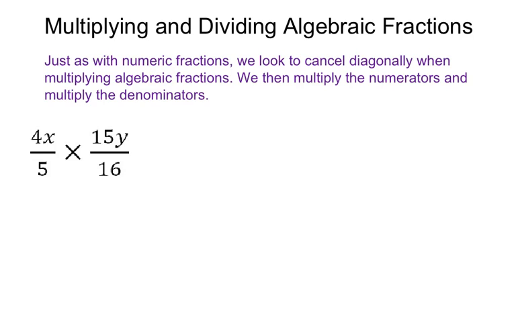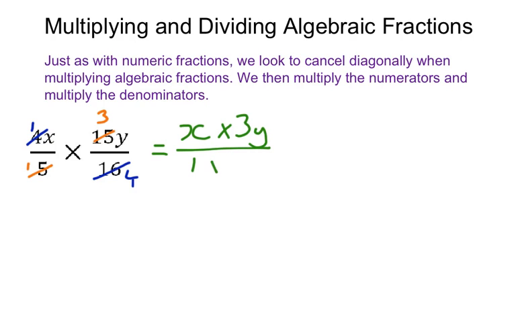First of all, we can cancel out the 4 with the 16, leaving us with 1 where the 4 was and 4 where the 16 was. Secondly, we can cancel out the 5 with the 15, leaving 1 and 3 as the cancelled bits. And then when we multiply, we have x times 3y and 1 times by 4, which gives us a final answer of 3xy over 4.